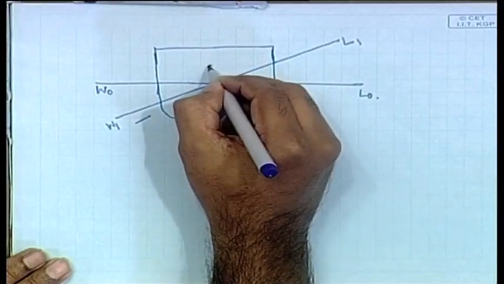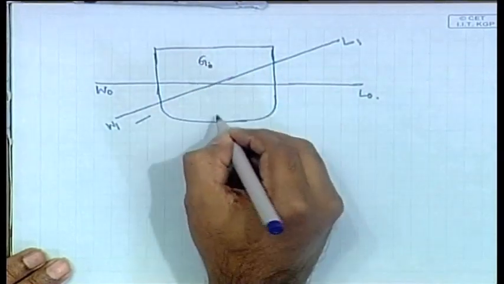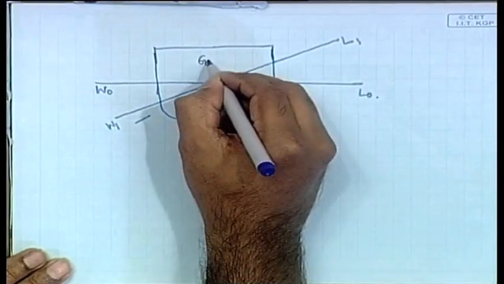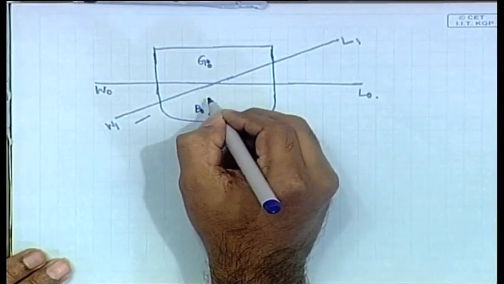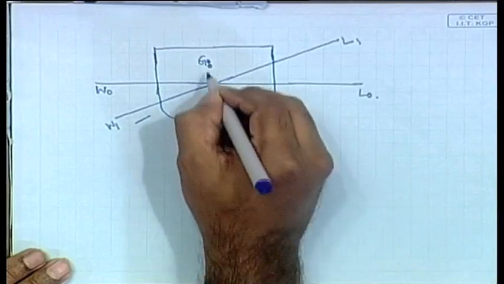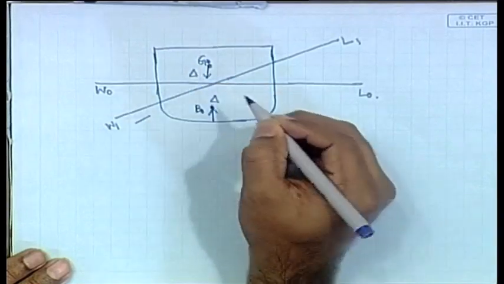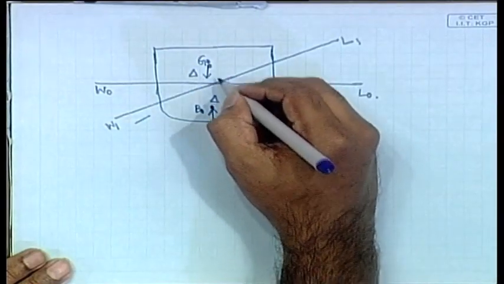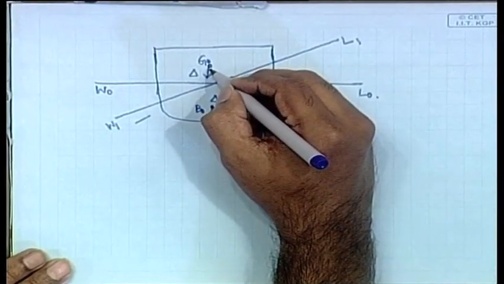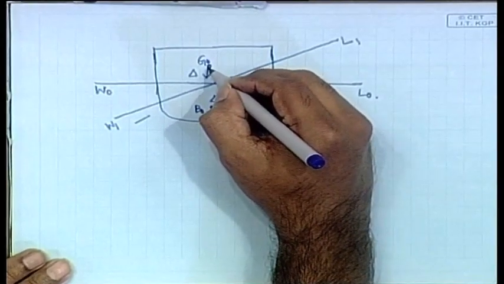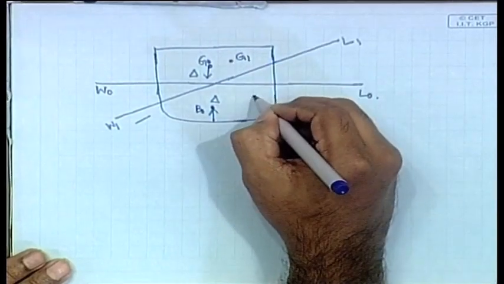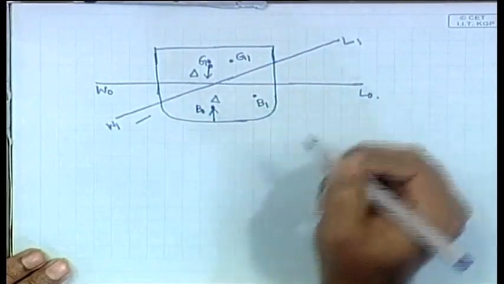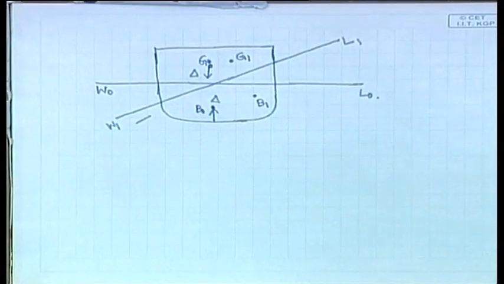Now, initially G was here and B0 was here, or let us call it G0 and B0. This B0 is acting, delta is acting up, G is acting down. Now, because of this tilting of the body, G is now here G1 and B is now here B1. Okay. Now, tell me what will be the direction of delta in G1?